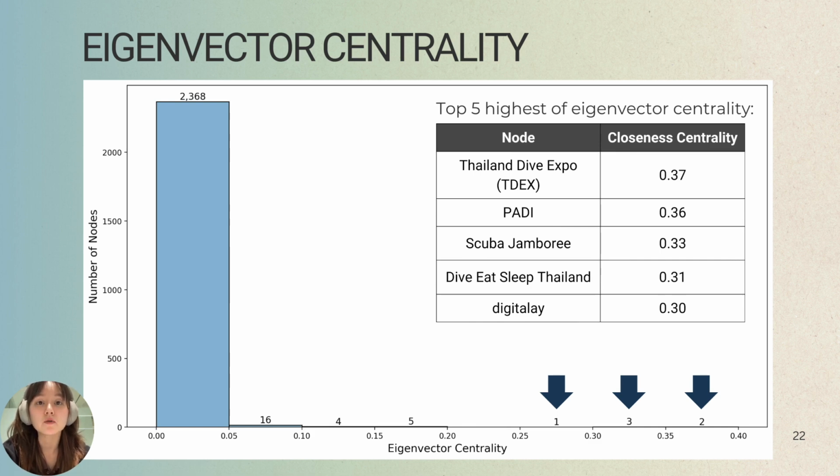This suggests that most nodes are not significantly influential within the network or are not connected to others who are central. So let's focus on the standout nodes. As you can see in the table on the right, these top 5 nodes have higher eigenvector centrality, which means they are not only well connected but are also linked to other well connected nodes. So engaging with these key influencers can enhance the effectiveness of our initiatives and also our objectives.